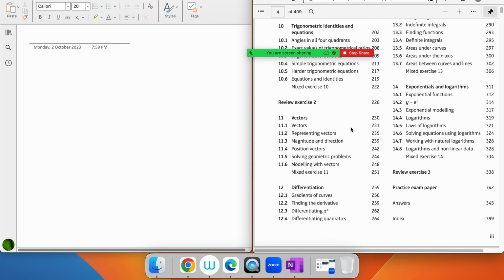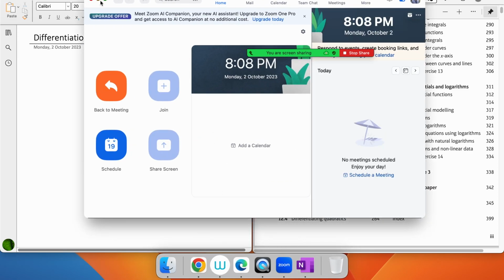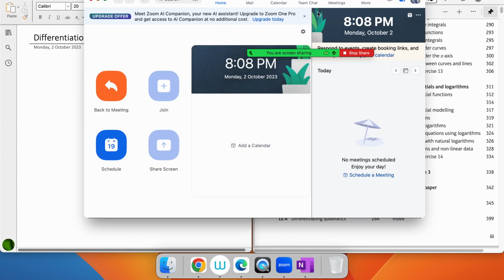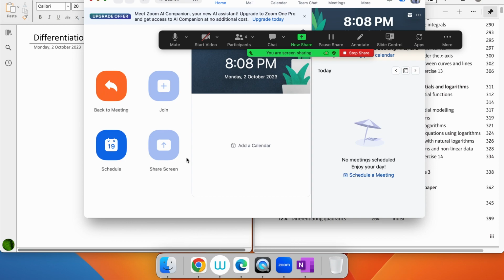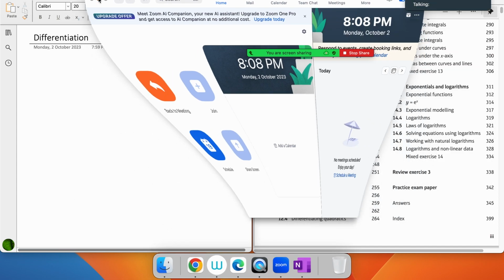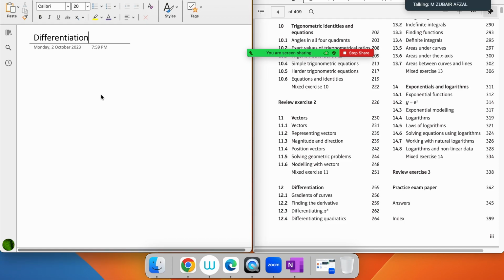No questions from vectors. And our next chapter is differentiation. Okay, let's start with differentiation.